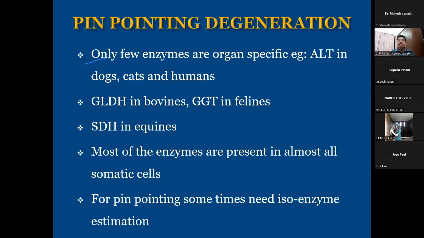So most of these enzymes are present in almost all the somatic cells. For pinpointing, sometimes we need isoenzyme estimation. Some enzymes have isoenzymes. For example, CPK, LDH. CPK and LDH have isoenzymes, daughter enzymes. And these enzymes will be distributed in specific parts. So we'll have to conduct electrophoretic study of each and every isoenzyme. Then only we can pinpoint with these enzymes. For example, CPK, another example is LDH. CPK is creatine phosphokinase. LDH is lactic dehydrogenase.